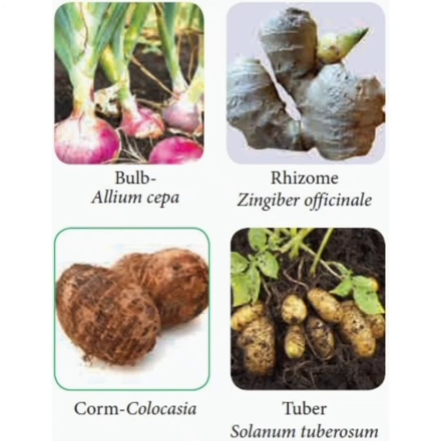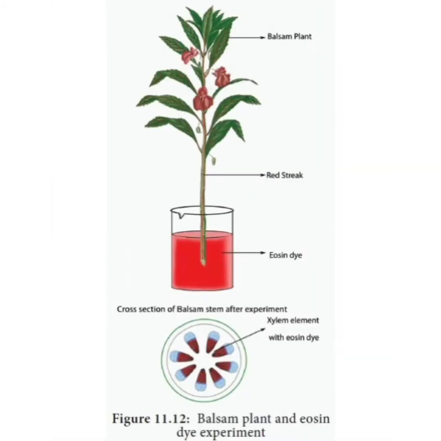We have learned that stem conducts water, minerals and also food materials. To check the conduction of water by stem, we need a small twig of balsam plant, a glass of water with few drops of red ink added to it.